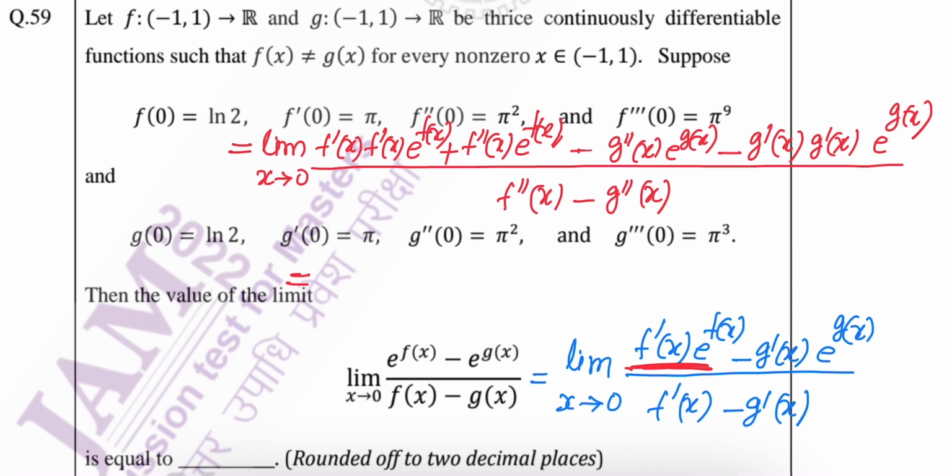The next step I write in green. Limit, no, green is not looking good, so I write in blue. Okay, the same color. Limit x tends to 0, and you see to differentiate the denominator is very easy. f triple dash x minus g triple dash x.